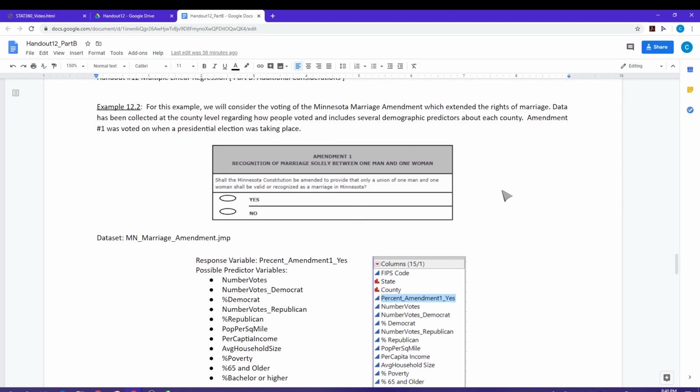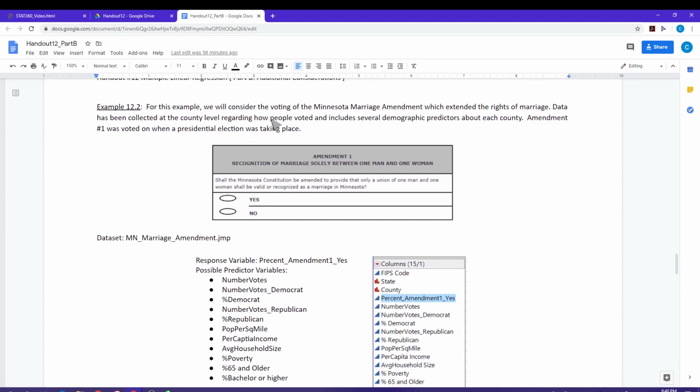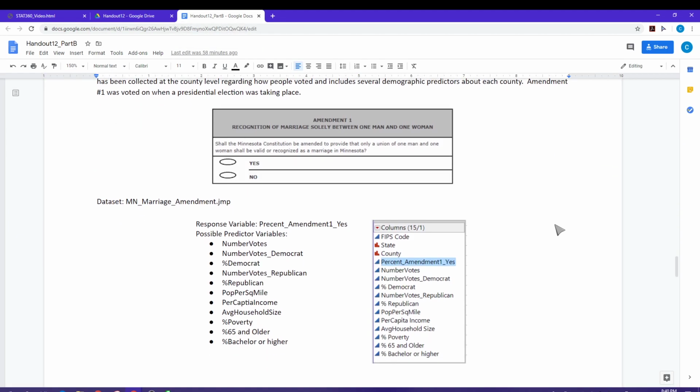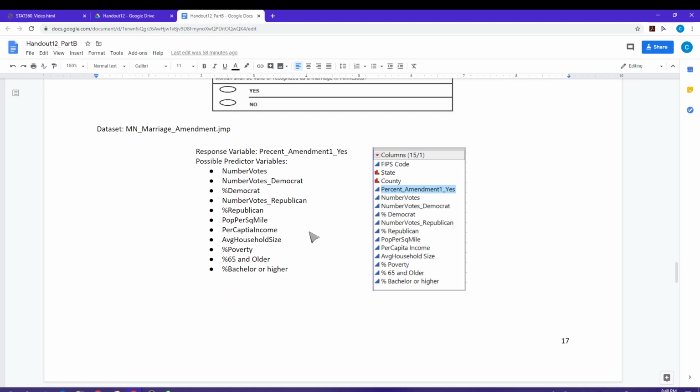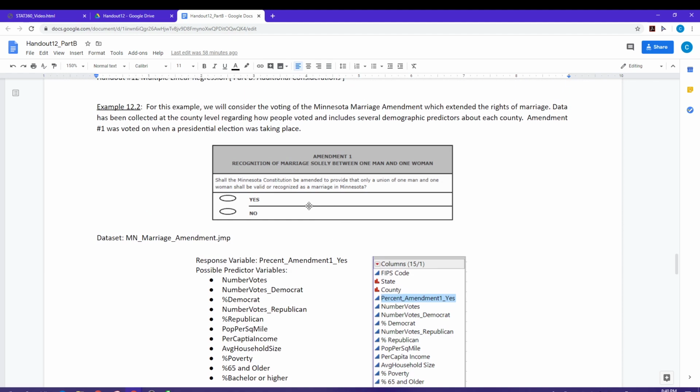Okay, let's do example 12.2 now. This is going to be on page 17. And for this data, I need to go get the Minnesota Marriage Amendment data. And that's found in our Google folder. In this data set, I have several predictors. Maybe I should start with the response. So the response is just the percent of people that voted yes to Amendment 1.